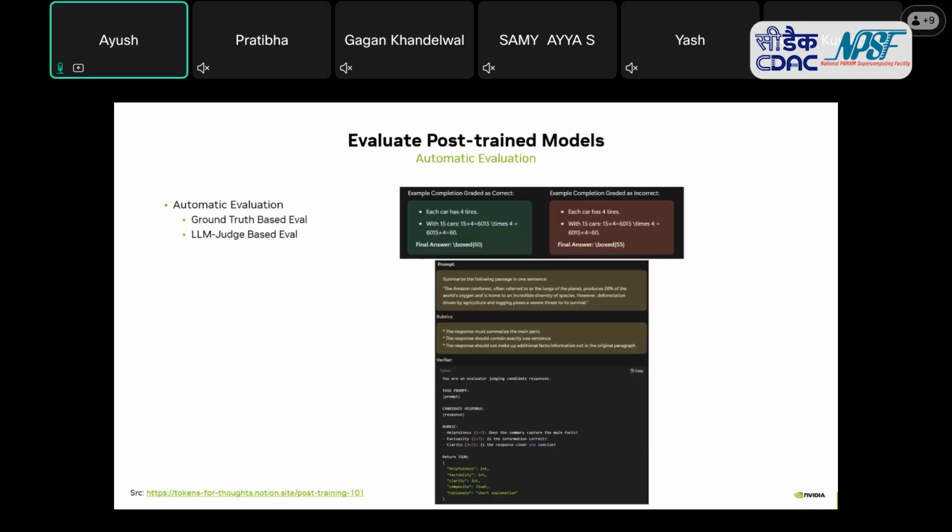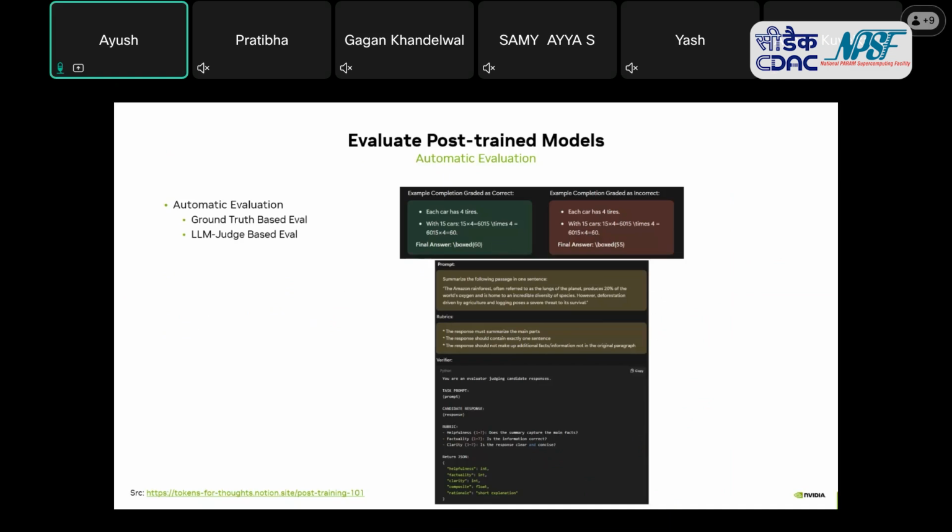We have several benchmarks, like MMLU for evaluating general knowledge understanding or high school level understanding of LLMs, and there are picture-based question answering benchmarks. So there are different multimodal and text-based benchmarks available.